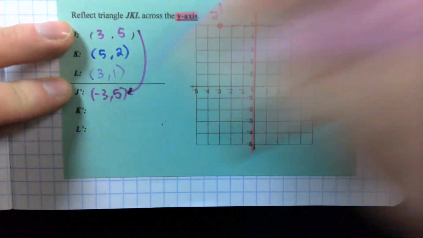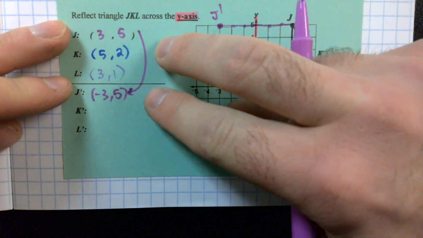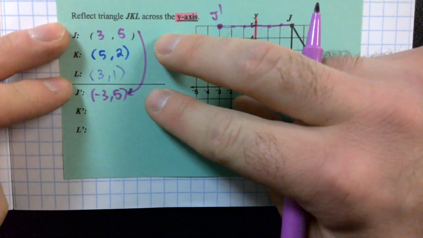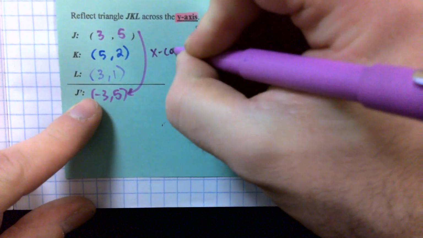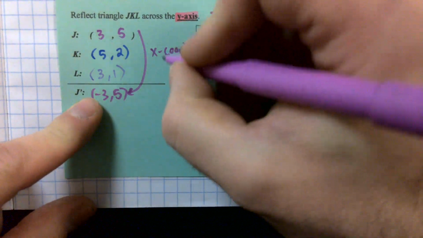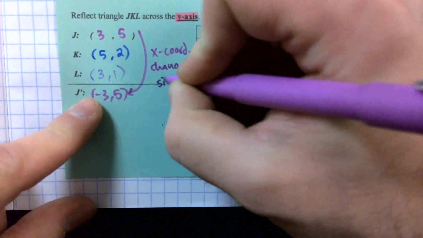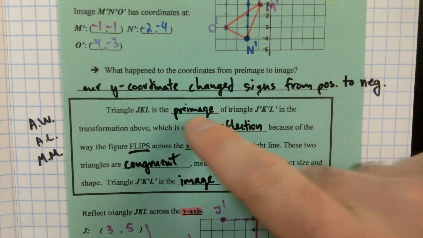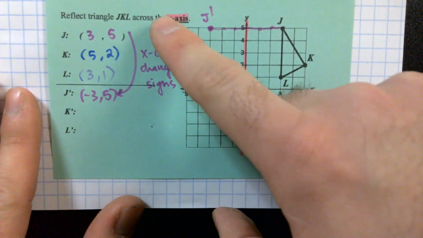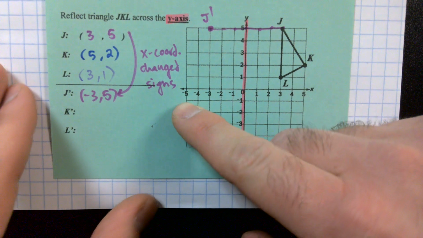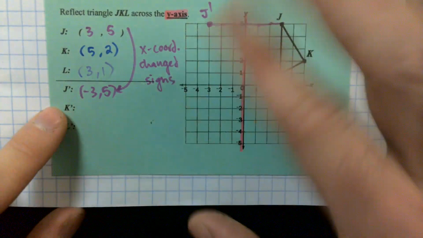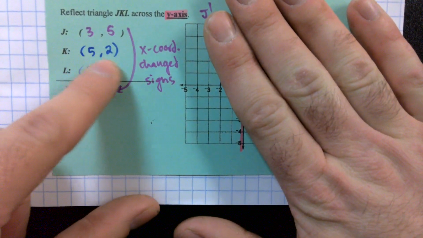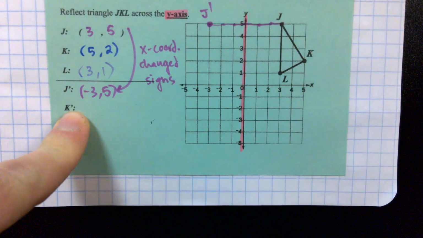What changed from J to J prime? Did the numbers change from 3, 5 to -3, 5? No, the numbers stayed the same, but what changed? The x has now become negative. So my x-coordinate changed signs. Interesting. When I reflected over the x-axis, my y-coordinate changed signs, and when I reflected over the y-axis, my x-coordinate changed signs. It's almost like things are inverted, like they would be in a mirror, right? So without counting, if we follow this pattern, what might the coordinates of K prime be? -5, 2.